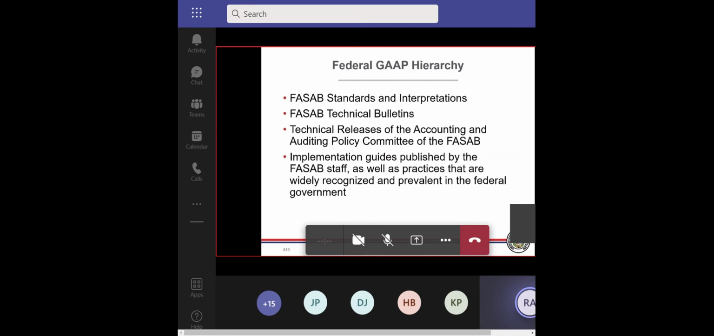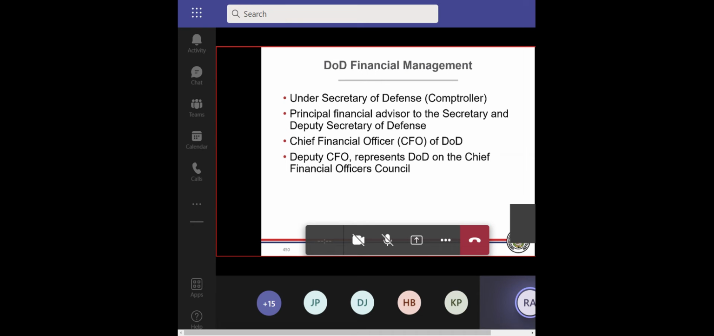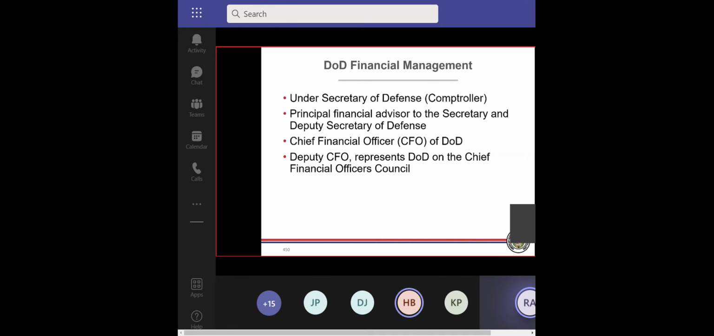All right. So in DOD, the entity that has financial management responsibility, obviously, is the Undersecretary of Defense Comptroller, who, amongst other things, is the principal advisor to the SecDef and Deputy SecDef on fiscal issues. And he also wears a hat called the CFO, and that was based upon the 1990 CFO Act.